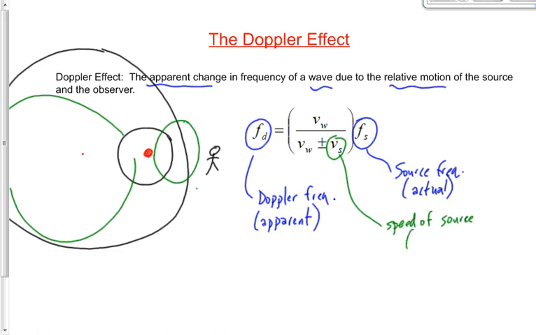And we're typically going to measure that in meters per second. How fast the source is moving either toward or away from you. And finally, VW is the speed of the wave. And typically, the speed of the wave will be the speed of sound, because usually we're dealing with sound. All right, keep those straight, not so bad, right?